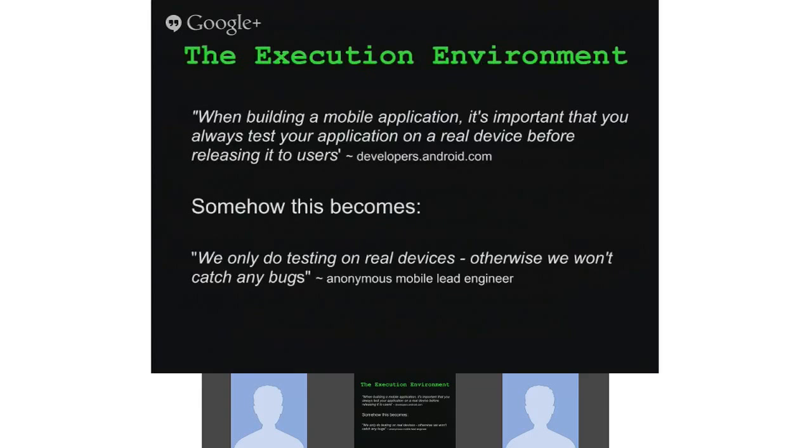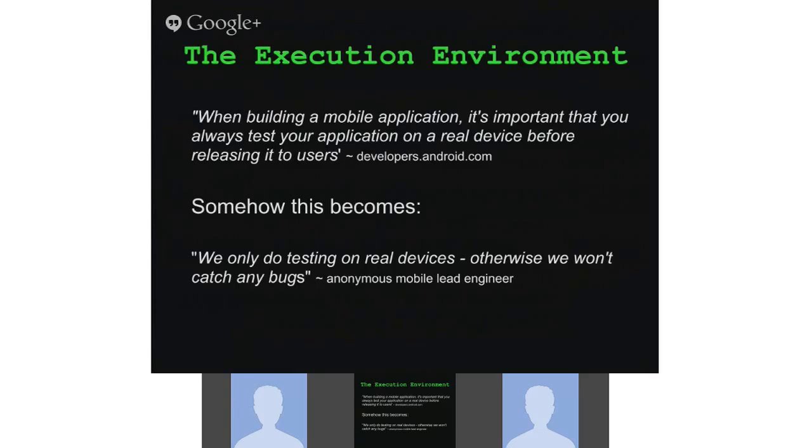So this is written in developers.android.com. And it states, when building a mobile application, it is important that you always test your application on a real device before releasing it to users. This somehow gets twisted and turned around and boils down to this. We only do testing on real devices. Otherwise, we don't catch any bugs. Well, this is not necessarily true.